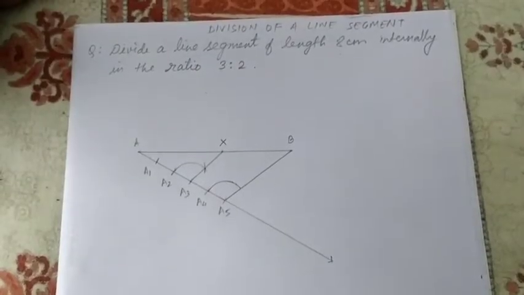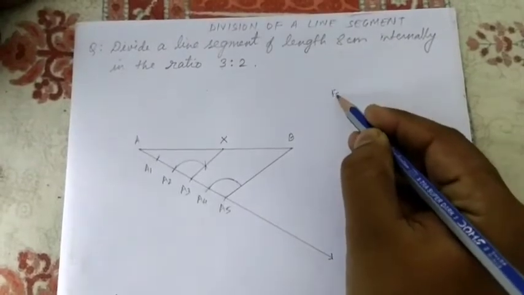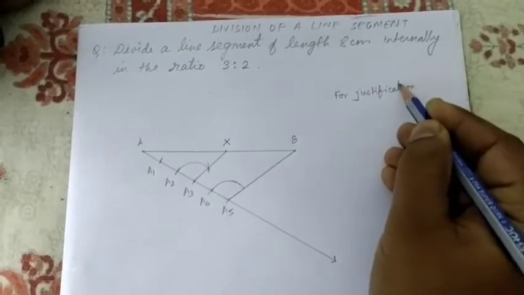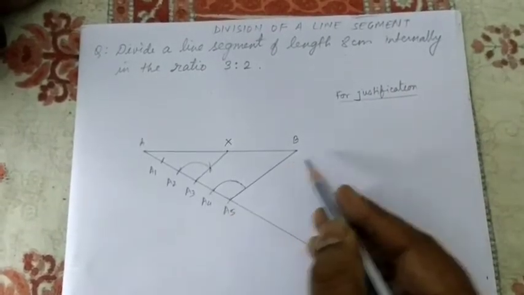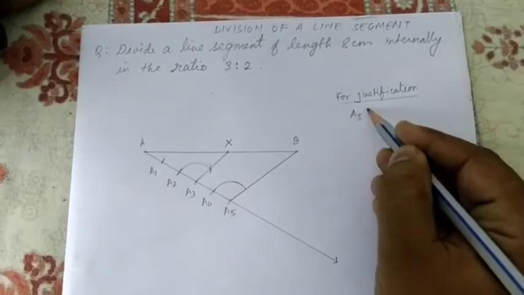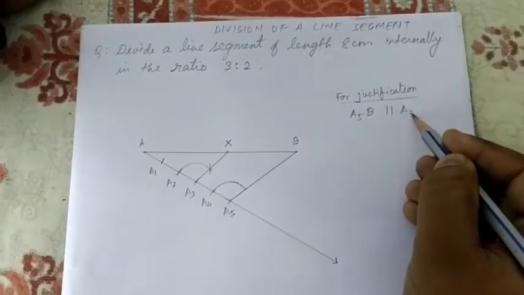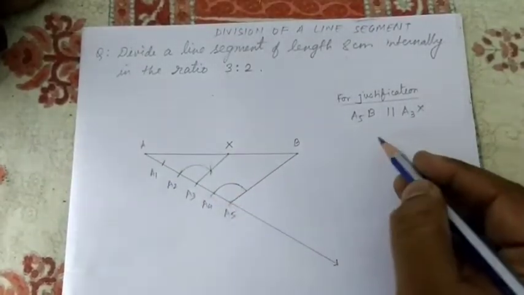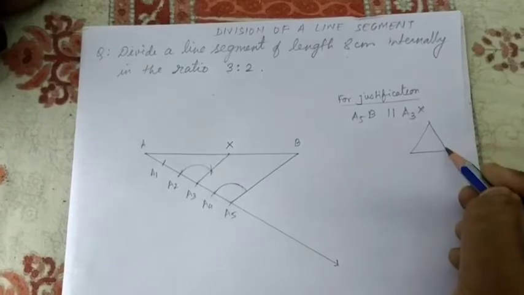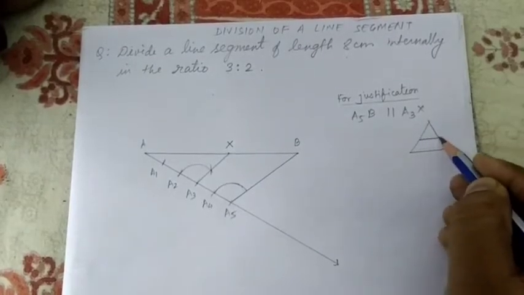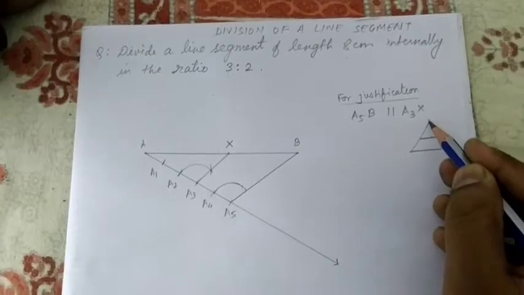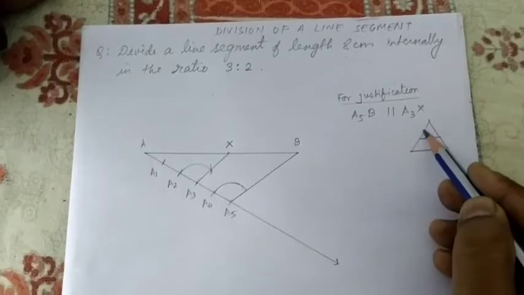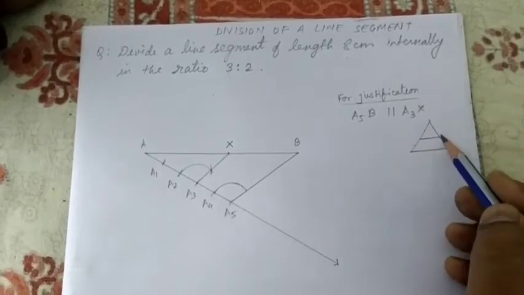If you want to justify it, then for justification, as we know, we have drawn A5B parallel to A3X, right? Now, when two lines are parallel in a triangle, as we know, if a line is parallel to any side, then from the basic proportionality theorem, these two parts are in the same ratio as these two parts.